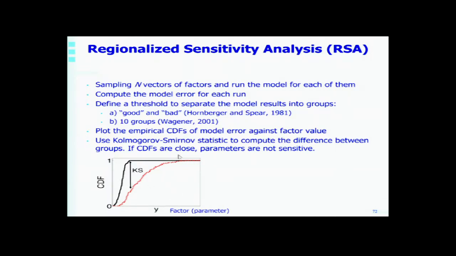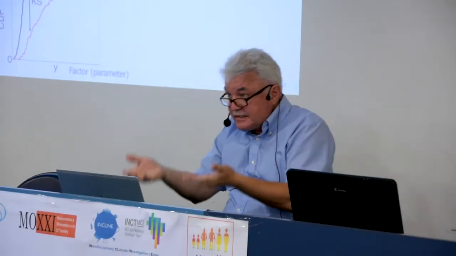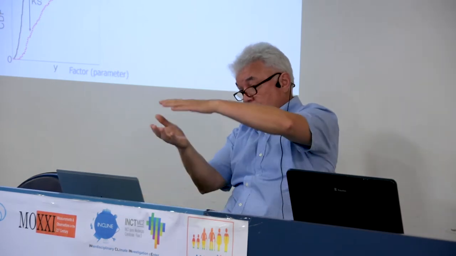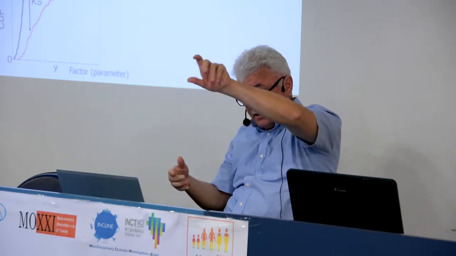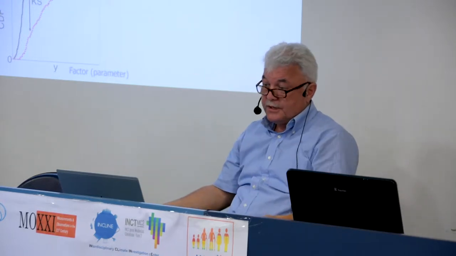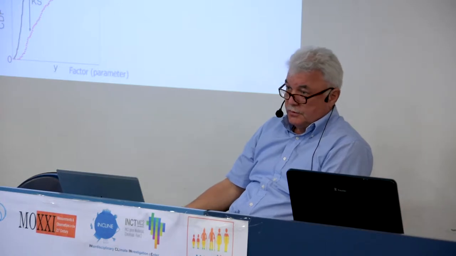So if these CDFs are close, it means the distributions of outputs or errors of good models and bad models are more or less the same, and then model outputs are not sensitive to the changes in parameters. If, however, there is a big difference, it means sensitivity is high and good models are considerably different from bad models. That's the principle of regionalized sensitivity analysis. Okay, it can also be used.